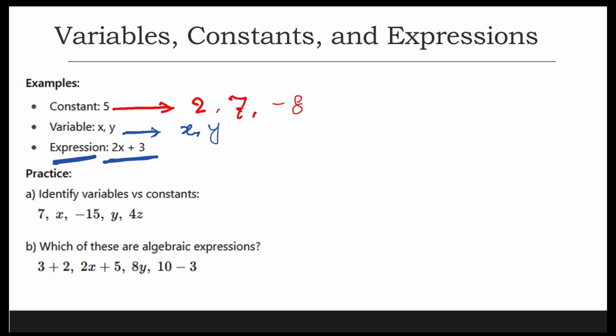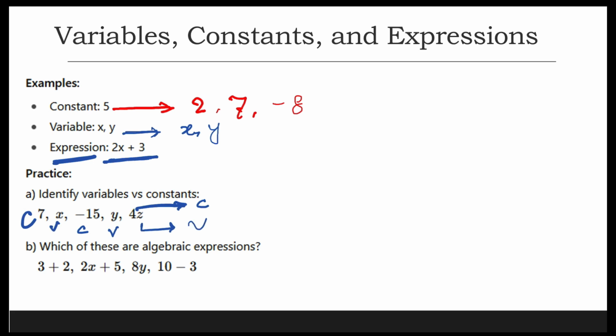So now we have to identify variable versus constants. So what is this? 7 is a constant. What is x? Is a variable. What is -50? It's a constant. What is y? It's a variable. In 4z, 4 is a constant, z is a variable.